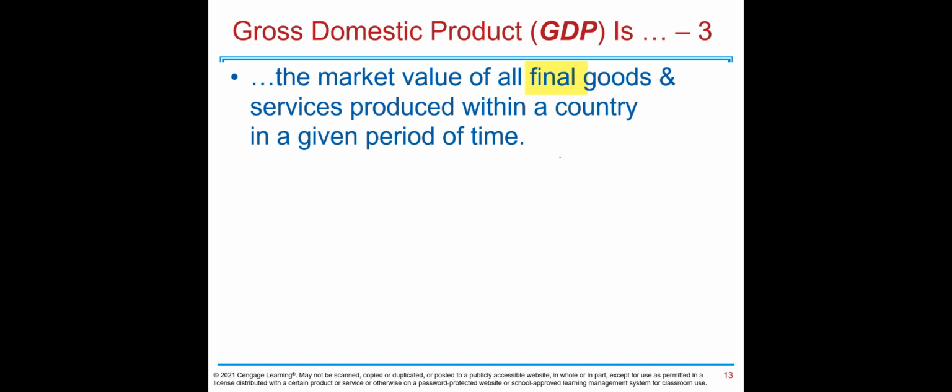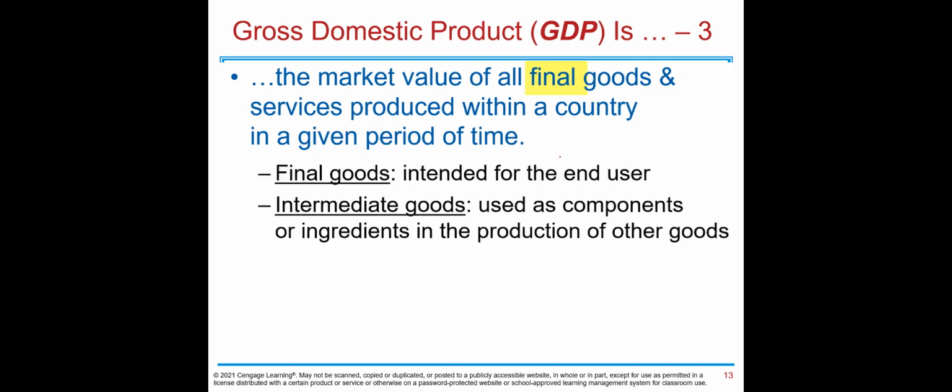Now, the highlighted word is final. The market value of all final goods and services produced within a country in a given period of time. Final goods are intended for the end user, while intermediate goods are used as components or ingredients in the production of other goods. For instance, the milk that you buy from the market for your consumption at home is a final good. But if Starbucks buys the milk and uses it as an ingredient in the coffee, then the milk becomes an intermediate good.